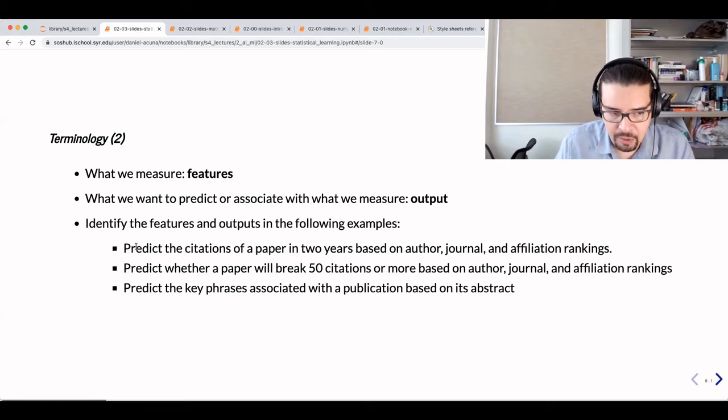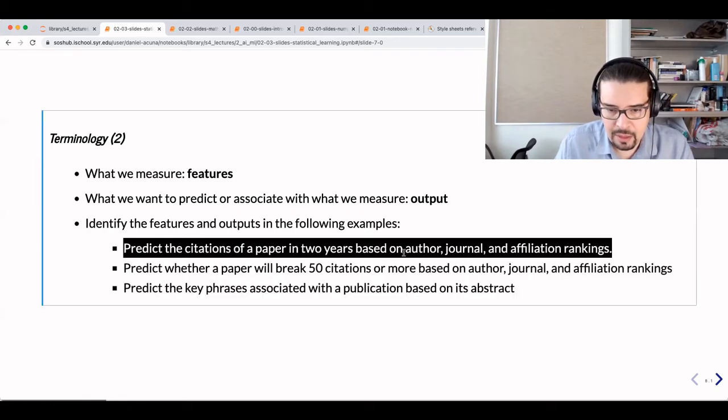So the features in this first problem are these elements here. So the author, journal, and affiliation rankings. So basically you have 3 features, and you want to learn or predict and associate those with the outcome. And the outcome is the citations that that paper will receive in 2 years. And you immediately can start thinking about what kind of problem this is, because citations is a countable number. So you can think of a number of ways of doing this, but this sounds like a kind of regression problem.